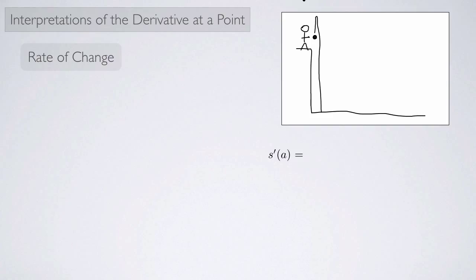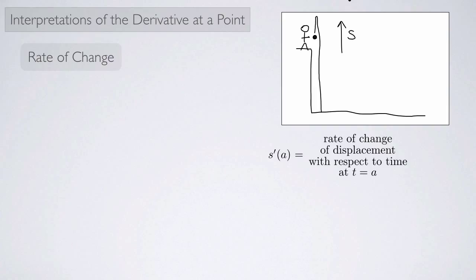And I'm going to let S represent my displacement. So this is the displacement of the rock. I'm going to let positive S be in the up direction here. And so what would S prime of A represent? Well, that would be the rate of change of displacement with respect to time at t equals A. And we have another name for that. We just call it the velocity. So that's the velocity at t equals A.